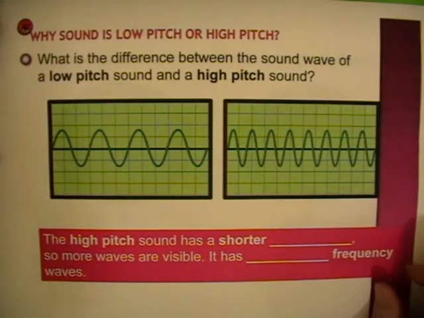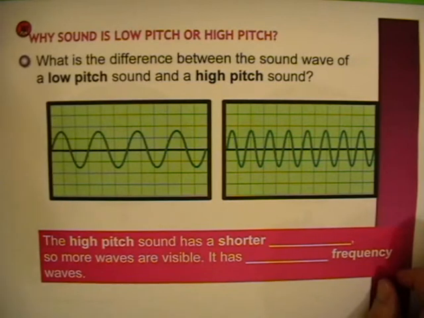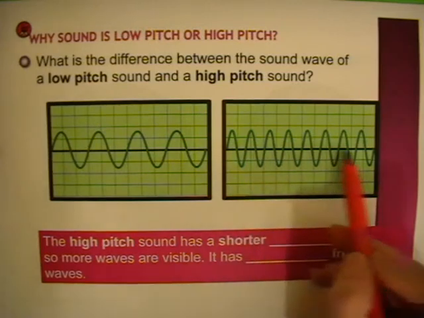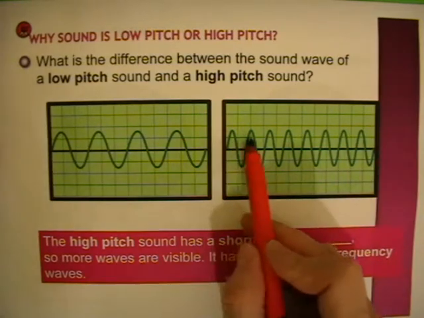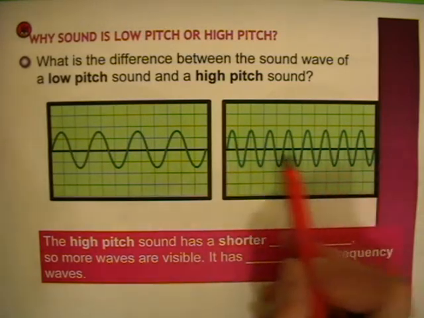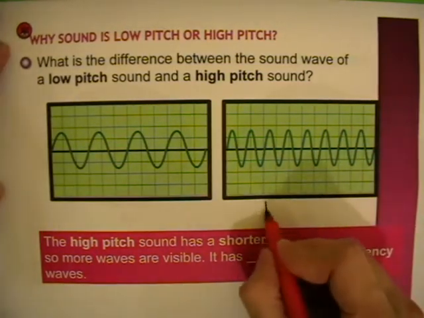So why are they either low pitched or high pitched? What's the difference between the sound wave of a low pitched sound and a high pitched sound? So a high pitched sound, of course, has got lots and lots of waves on the screen. They're very close together. In other words, their wavelength is very small, and so this one here is going to be the high pitched sound here.